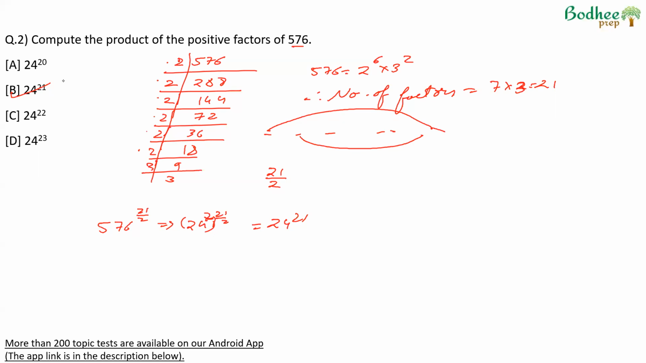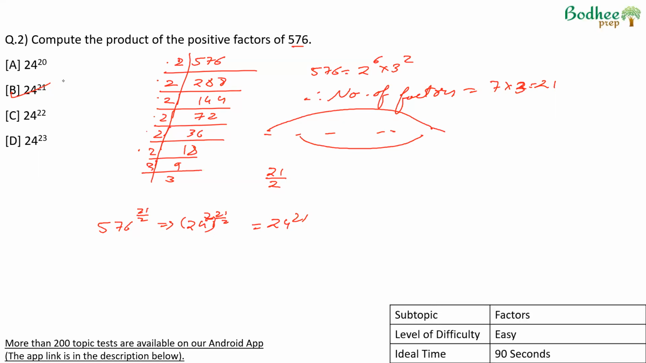Again, if you have done the factor theory, this is a direct formula that is used. So this should not be a difficult question. All you have to do is factorize and apply the formula. So I'm saying an easy level of difficulty, to be solved within about 1.5 minutes.